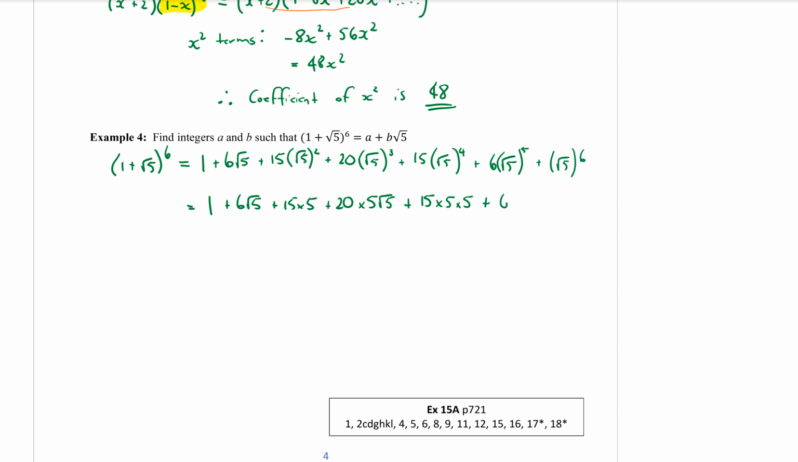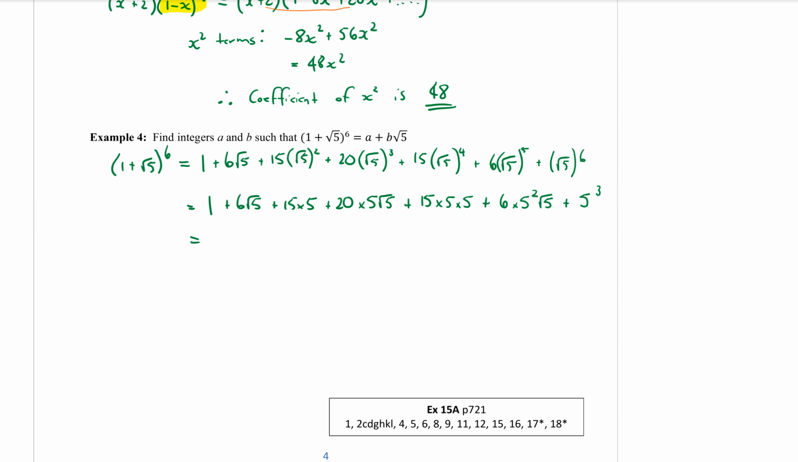Next one, 6 out the front. I'm going to be able to bring 2 lots of root 5 out of there. So there's my 5 squared again, like I had in the last term. But there will be another root 5 as well. And finally, the root 5 to the power of 6, there would be 3 lots of 5 that I could get out of that. So in other words, 5 to the power of 3.